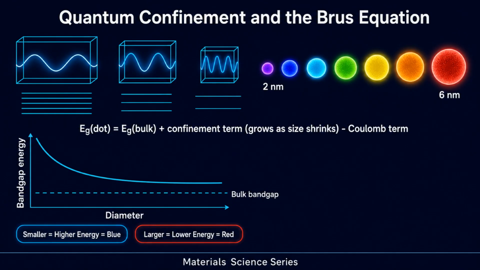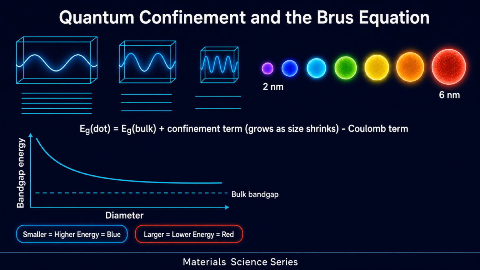Quantum confinement is the phenomenon where electrons are spatially confined to dimensions approaching their de Broglie wavelength. When this happens, the continuous energy bands of bulk semiconductors break into discrete energy levels, like electrons in a box. The Bruce equation describes the size-dependent bandgap of quantum dots. It has three terms: the bulk bandgap, a positive confinement term that increases with decreasing size, and a negative Coulomb term for electron-hole attraction. The confinement term dominates, so smaller particles have larger bandgaps. This is why quantum dots exhibit size-tunable emission.